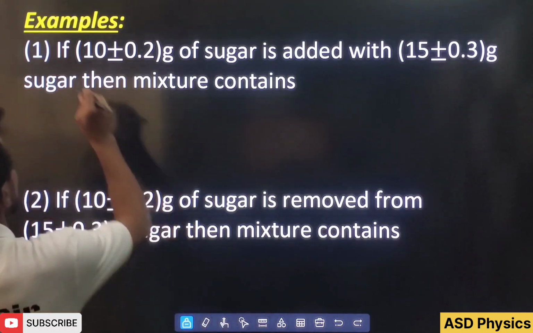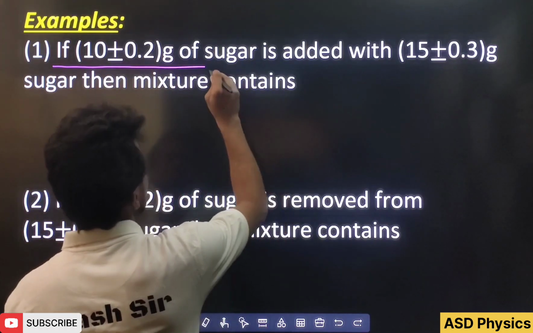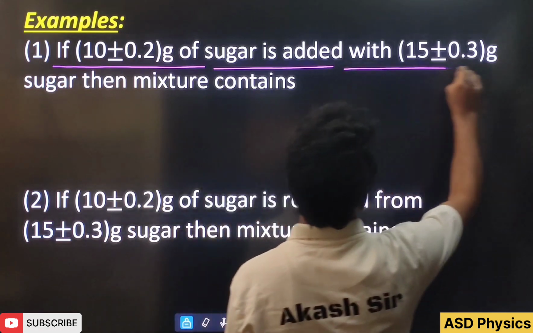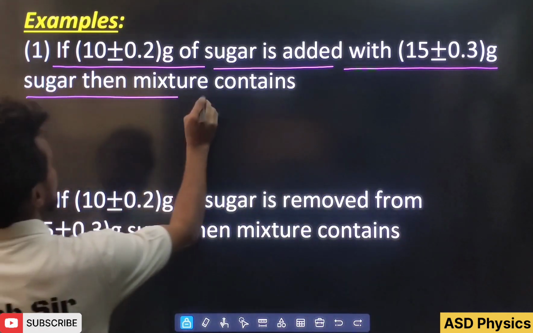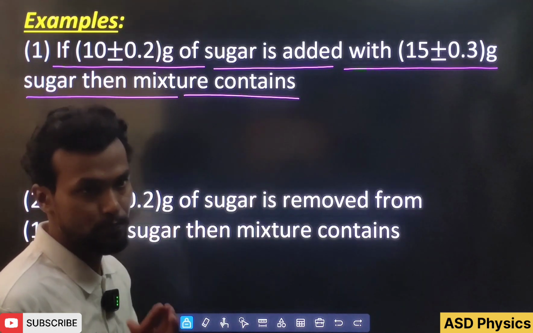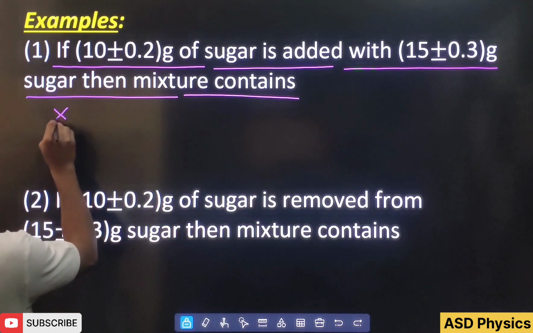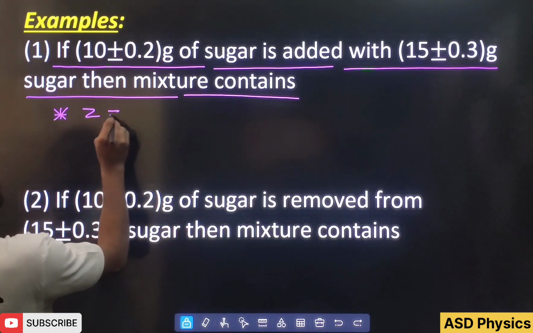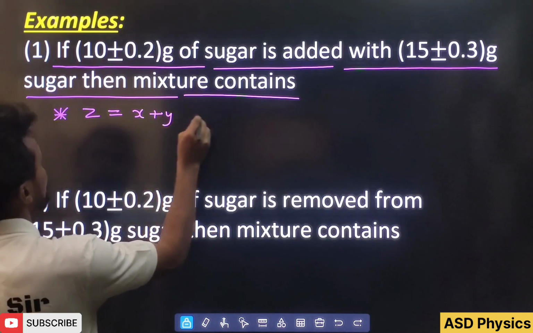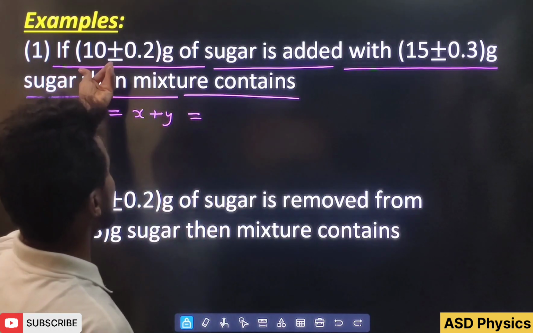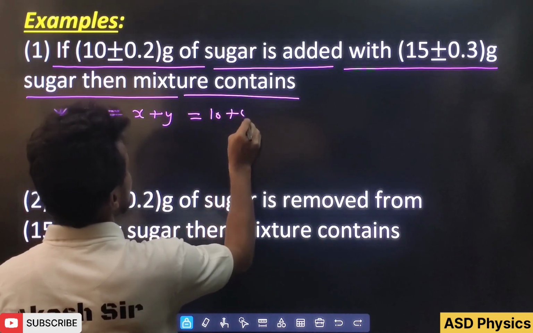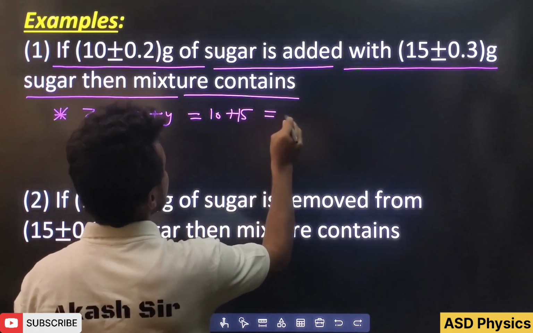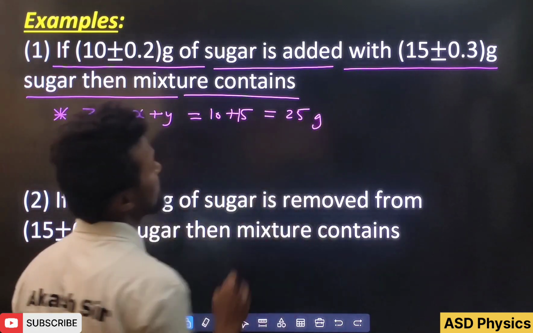First one: if 10 plus minus 0.2 gram of sugar is added to 15 plus minus 0.3 gram of sugar, then how much does the mixture contain? First, I will write the true value. So z means x plus y. This is the true value 10, and this is the true value 15. So 10 plus 15 will become 25 gram.